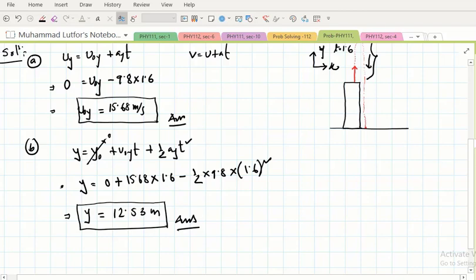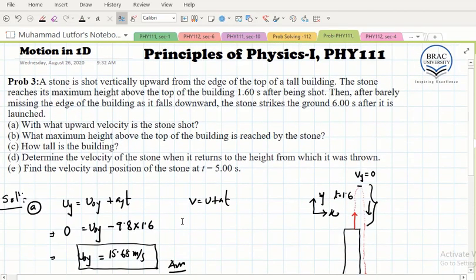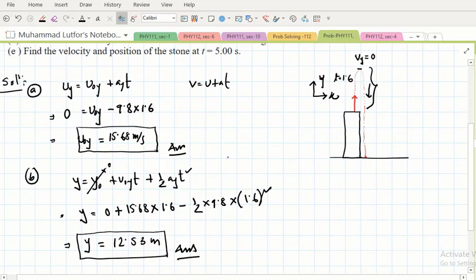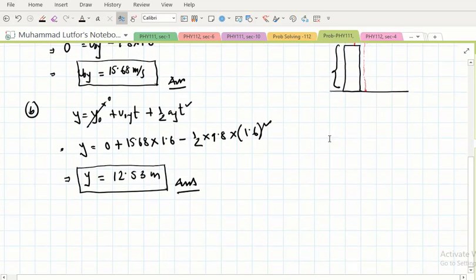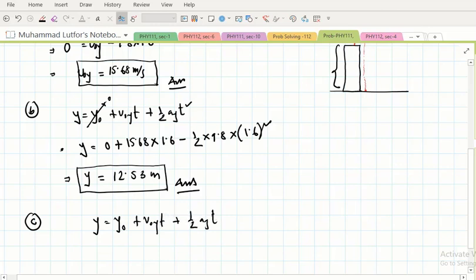So this is the answer of B. See how tall is the building. Now they are asking what is the height of this building. That one I can also find out using that formula: y equals y naught plus v naught y t plus half a y t square. I'm going to use that one.